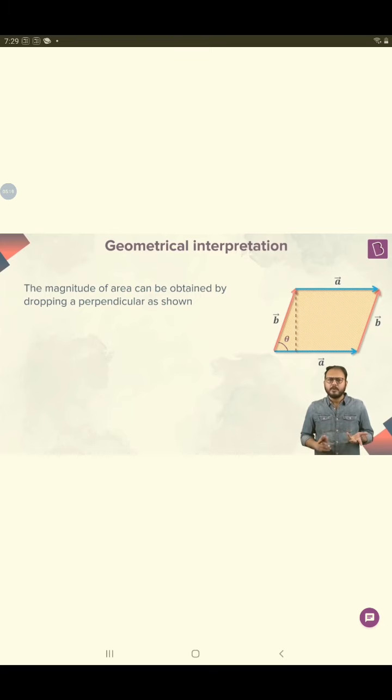No, you're not with me. Don't fake it. You know area of parallelogram is base into height, but you don't know how this is leading to cross product. So say no.